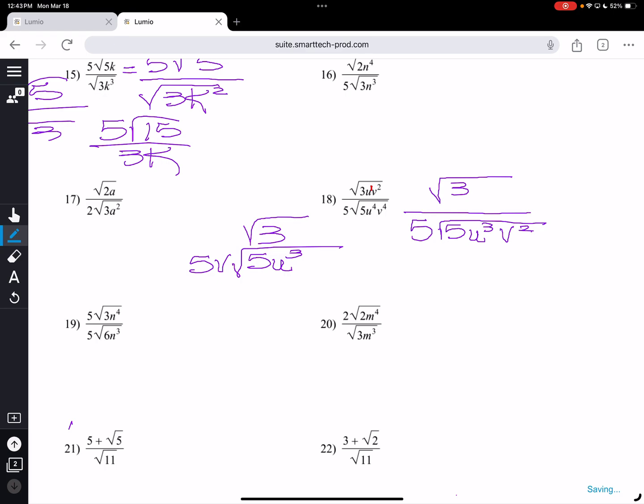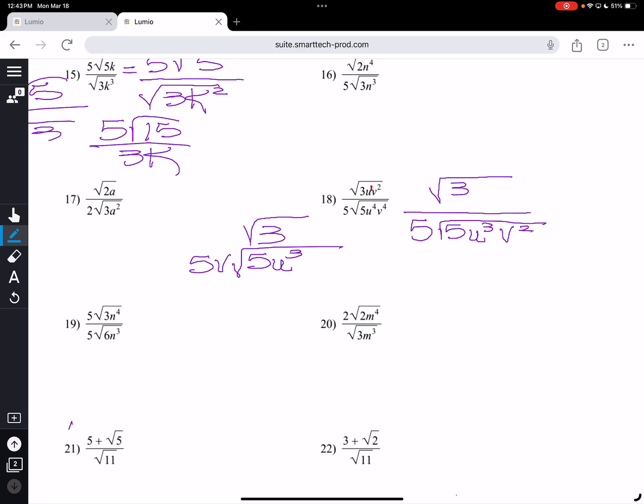So what are we going to multiply by to remove the radical? Radical 5u to the third. We have a question. Why wouldn't you do the v? We've got to simplify first. You probably could, but I think it'll make it a little easier if we just don't yet.